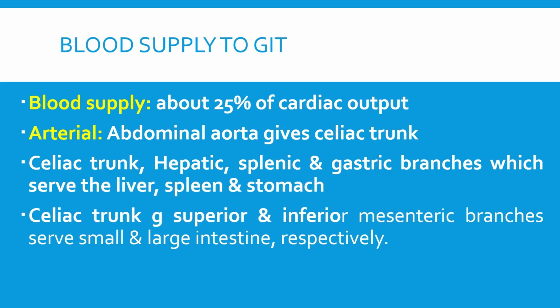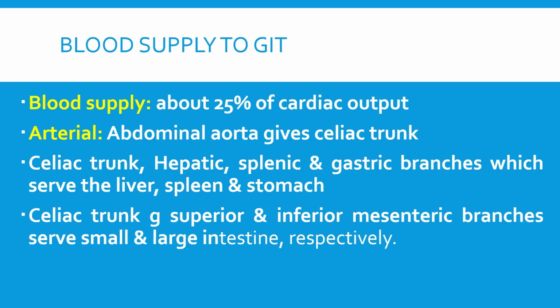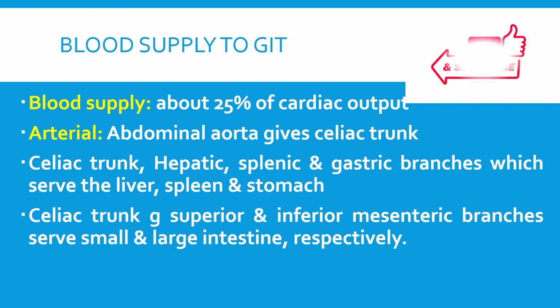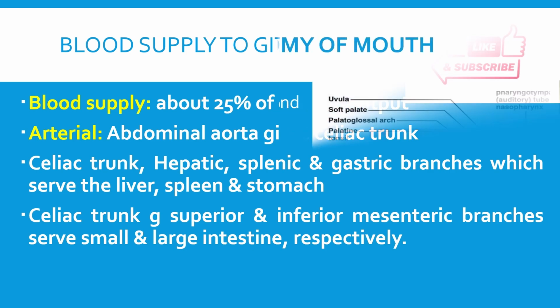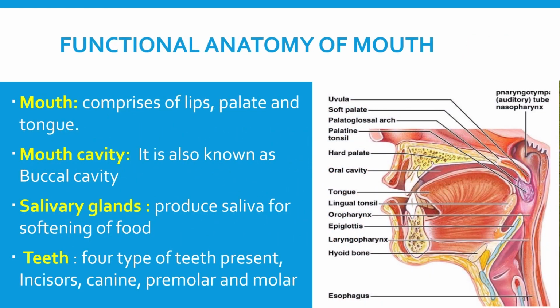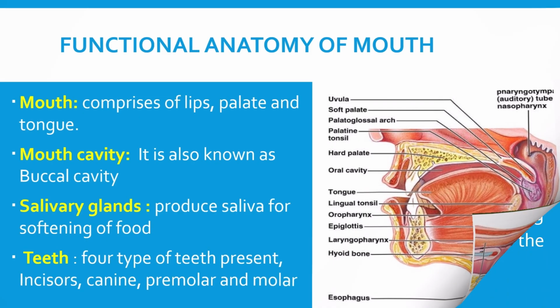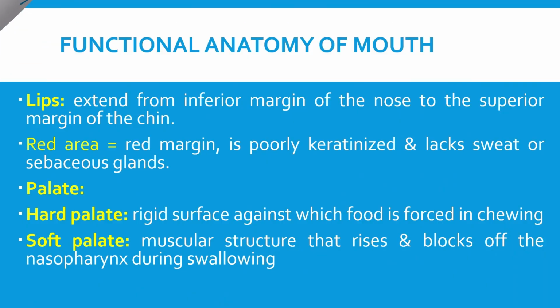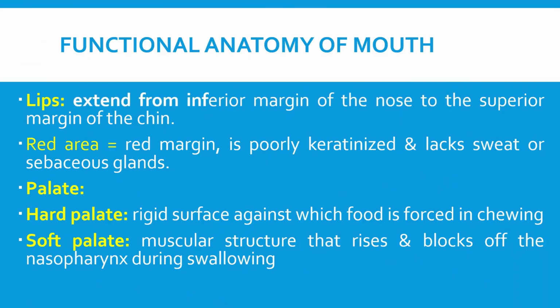Come to learn the various parts of the mouth playing an important role in digestion. The mouth comprises lips, palate and tongue. The mouth cavity is also known as the buccal cavity. Salivary glands are known to produce saliva for softening of food, while teeth help in gritting and tearing of food. Four types of teeth are present in the human mouth, including incisors, canine, premolar and molar. Lips extend from the inferior margin of the nose to the superior margin of the chin. The red area in lips is poorly keratinized and lacks sweat or sebaceous glands.